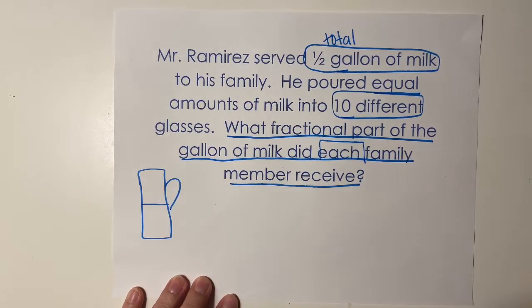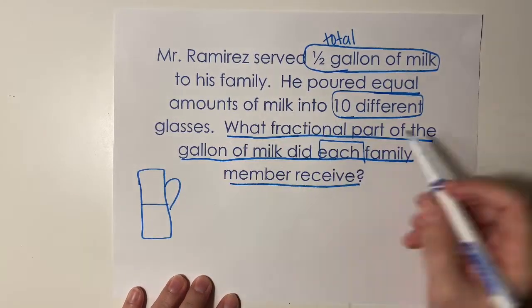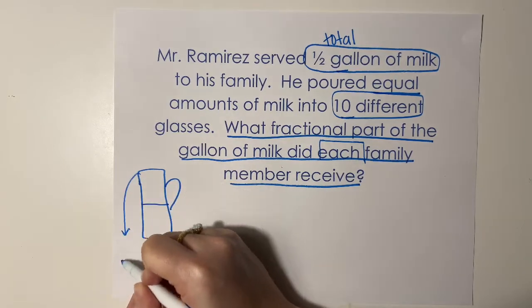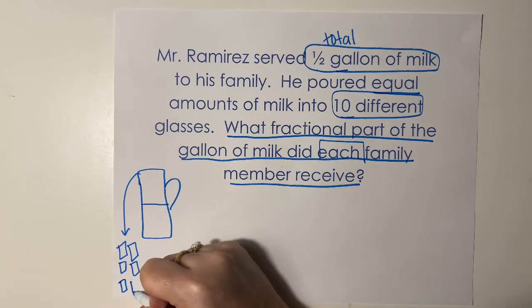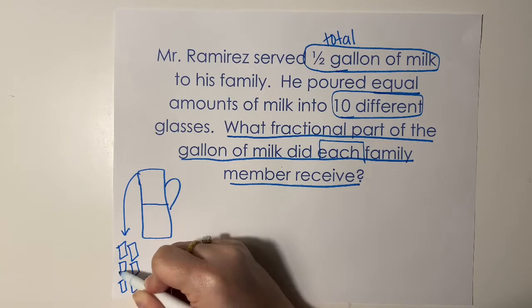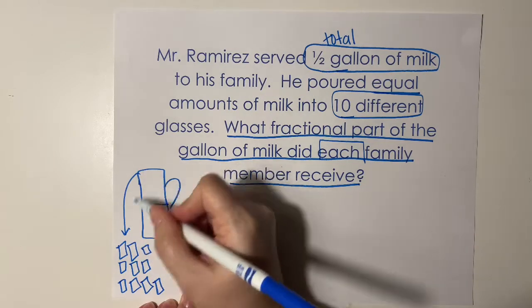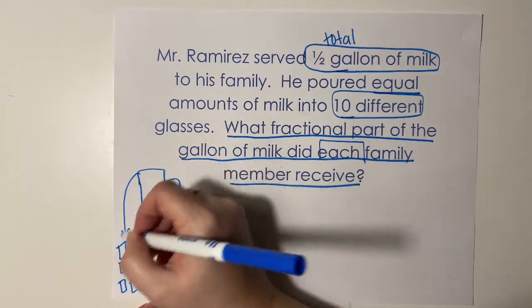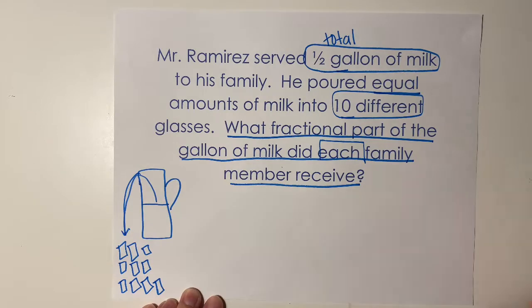All right, pretend that's a half. So here's my half gallon of milk and I'm pouring it out, right? How many am I gonna do? 10 glasses. So I'm taking this and I'm pouring it out into 10 different glasses. 1, 2, 3, 4, 5, 6, 7, 8, 9, 10. Right? So it's going to be getting smaller because look, I'm sharing this part here with everybody here.